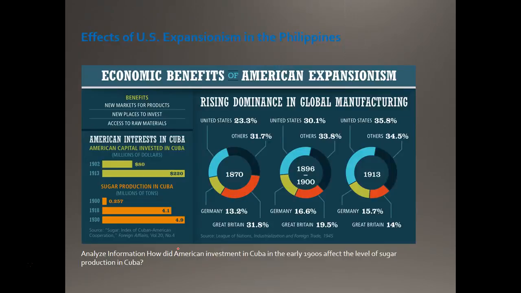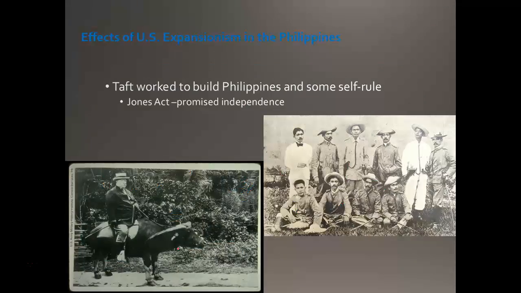Some of the things that you can see that were rising in our expansionism were our production and our manufacturing, so that we became a very big player in this. Now, overall, we have our influence over the Philippines. We set it up like a territory, and the first governor over that was actually Taft, and he actually helped build the Philippines back. He established roads, healthcare, things like that. He also gave them some of their own self-rule back, which was very encouraging for the Filipinos.